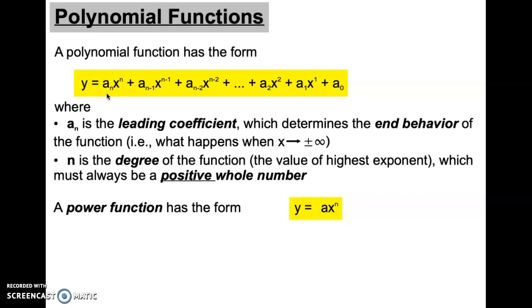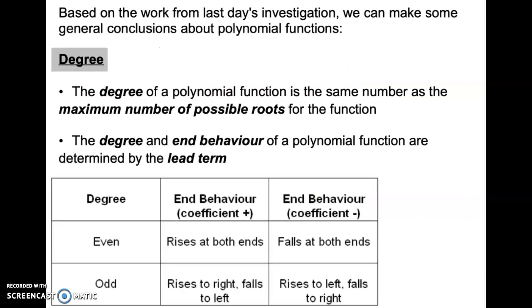is of the x to the n term is called the leading coefficient, and that leading coefficient helps us determine the shape of the graph, mainly the end behaviors. And end behaviors are just what happens as x gets extremely small, so approaching negative infinity, or extremely large, approaching positive infinity. The degree of a polynomial function is the same number as the maximum number of possible roots for that function. So if we're dealing with, for instance, a quartic, which is a degree 4, then there are 4 possible roots maximum. The degree and end behavior of a polynomial function are determined by that lead term.